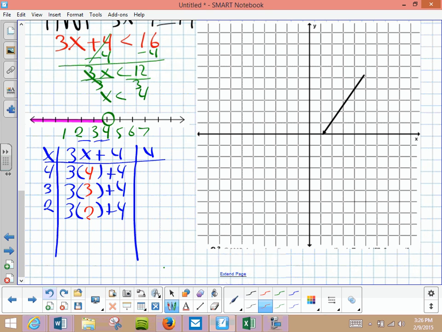Hang on. So that's 12 plus 4 is 16. That's 9 plus 4, 13. And what is this? 10. Do not lose me here. If we did that one, it would be 7. It would, only and only if.